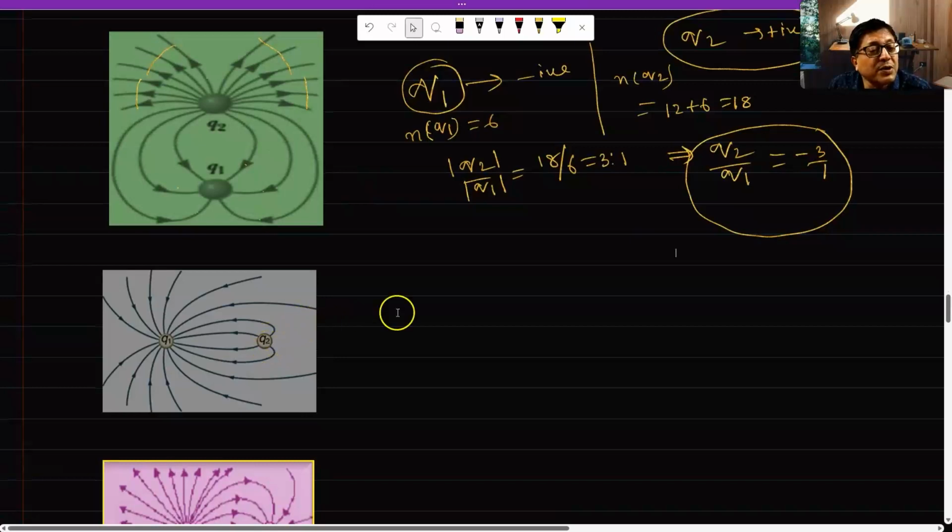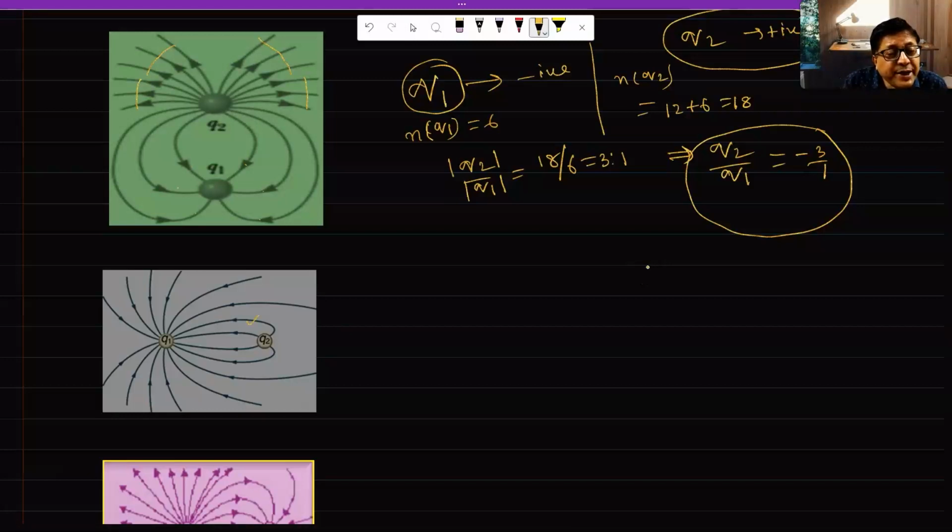Let us do another example here. Can you compare quickly these two charges? I will help you. How many are emerging out here? 1, 2, 3, 4. So N for Q2 is equal to 4. What about N for Q1? These 4 are there, these 4 are there. Then in addition to this, 6, 4, 10, 14 and these 2, 16.